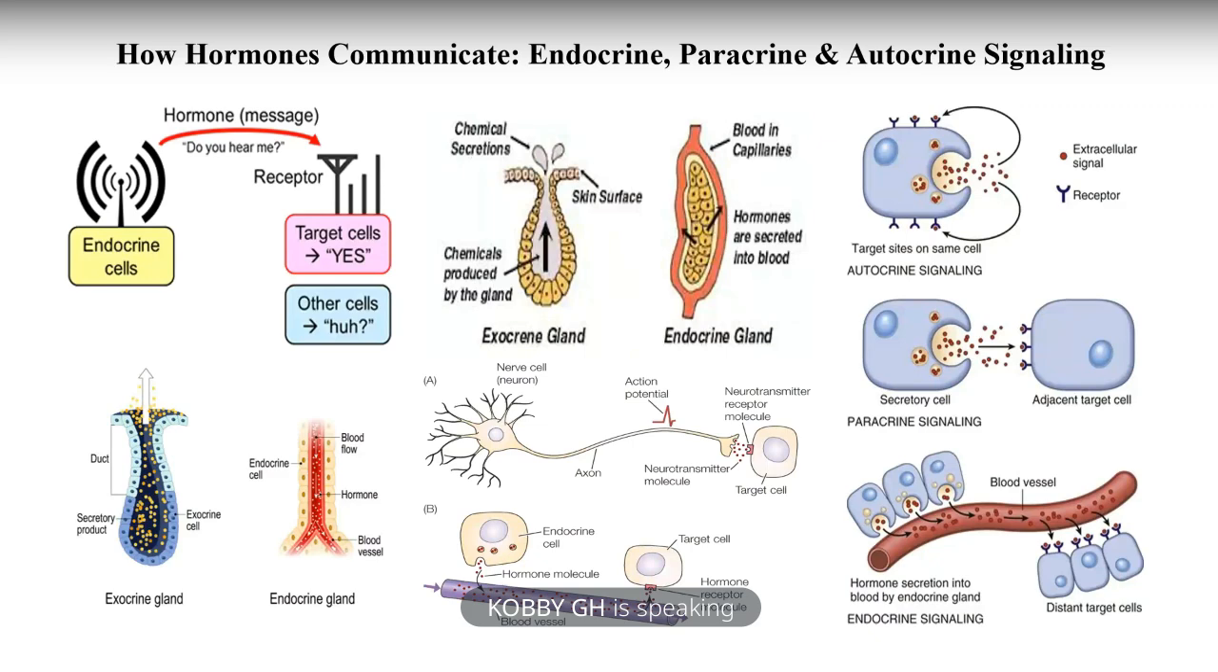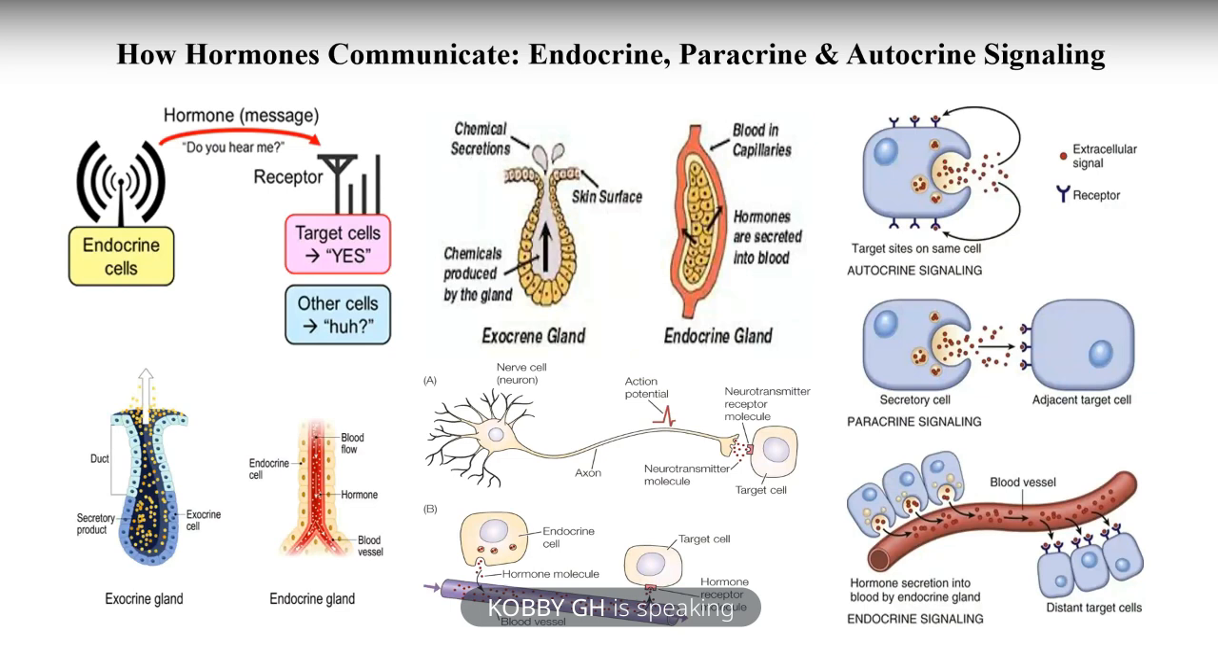Now, who produces the hormone? The hormone works on yourself. Provided you produce the hormone and the hormone enters the blood before it comes back to you, it's endocrine signaling.